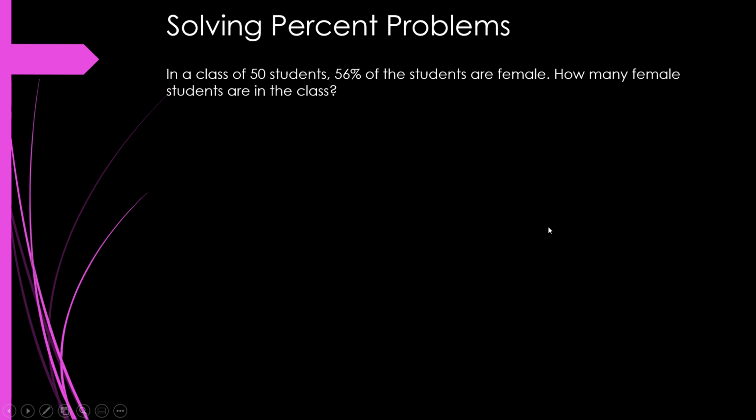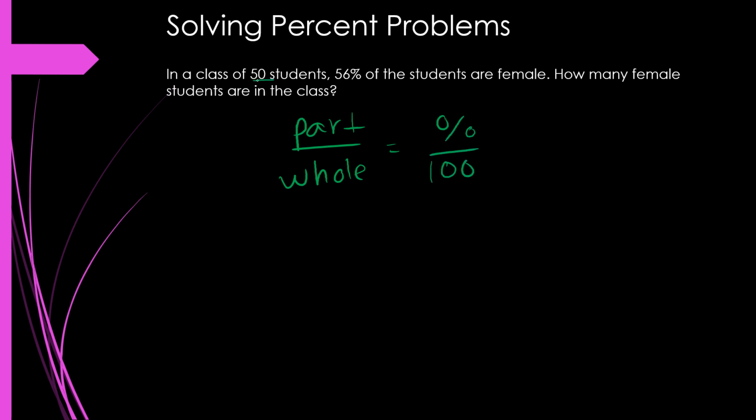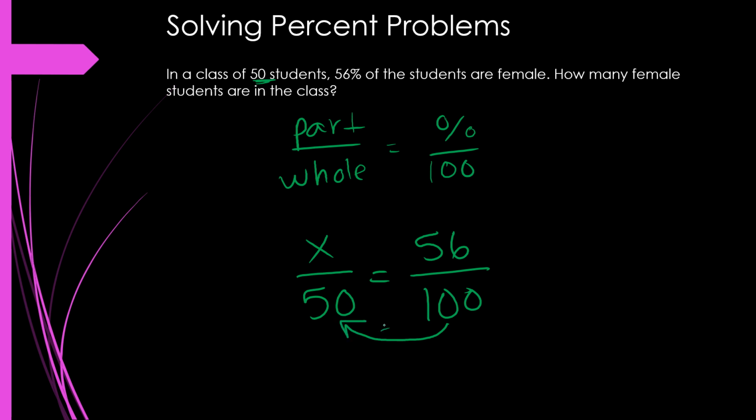Next question. In a class of 50 students, 56% are female. How many female students are in the class? Okay, so again, part over whole is going to equal my percent over 100. There's a total of 50 students in the class, so that is my whole. 56 is my percent over 100, and then I have x here. Now on this one, there's a little bit of an easier way to do this one. If I'm going from 100 to 50, I could divide 100 by 2, and it will give me 50.